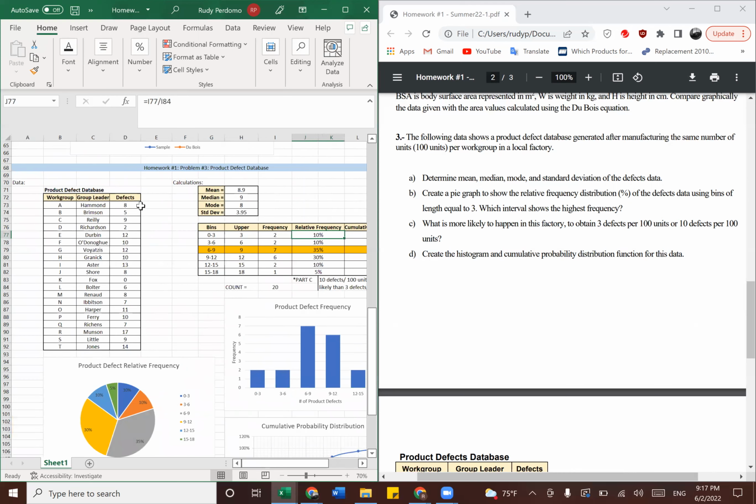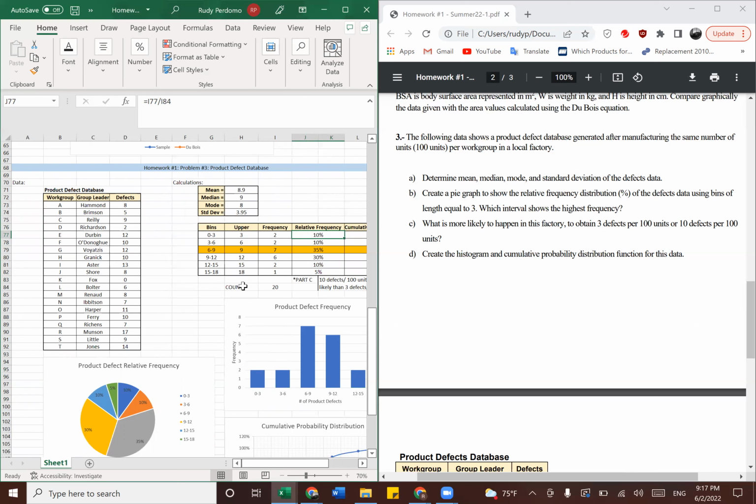And you could also just look at the data here. If we count how many 3s there are, there are 0 3s. And if you count how many 10s there are, there's 1 10, 2 10s, and then 3 10s. So which is more likely? 10 defects per 100 units.